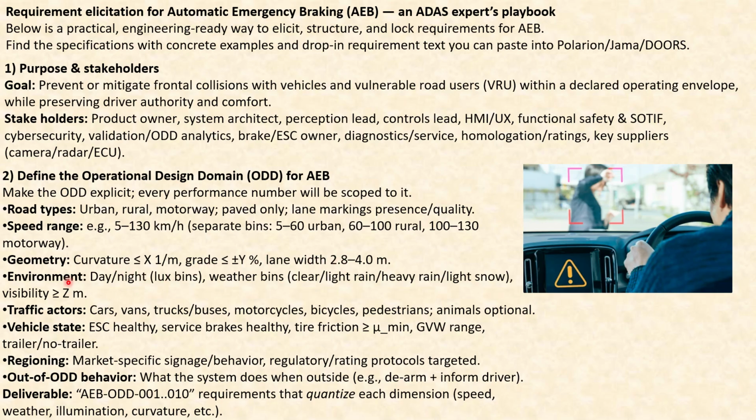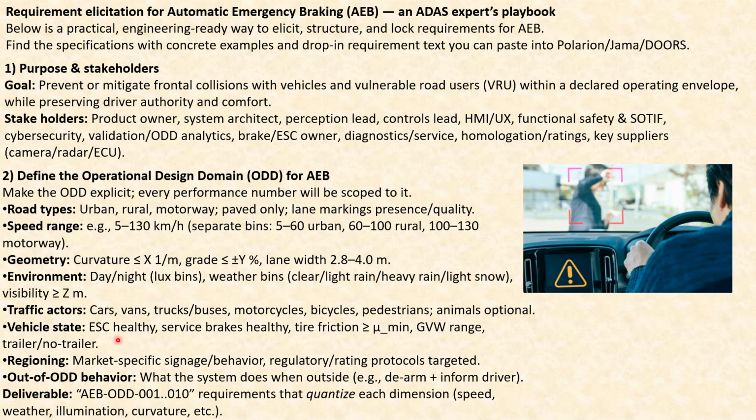All right, and next, when it comes to environment, you have to take care of day and night. What is the lux value in the morning? What is the lux value at night? Whether it is clear, light rain, heavy rain, or light snow, what is the visibility level? What is the visibility distance? All right, so all these things should be considered. Next is traffic actors. So who are the traffic actors? Whether they are cars, vans, trucks, motorcycles, bicycles, pedestrians, or animals, optional.